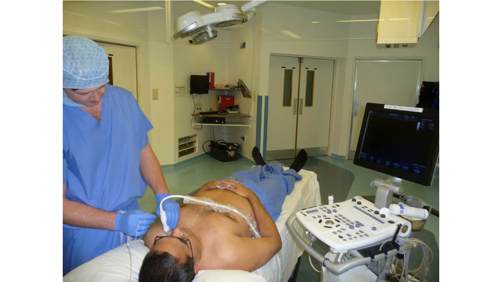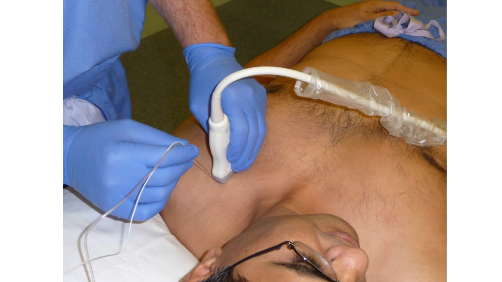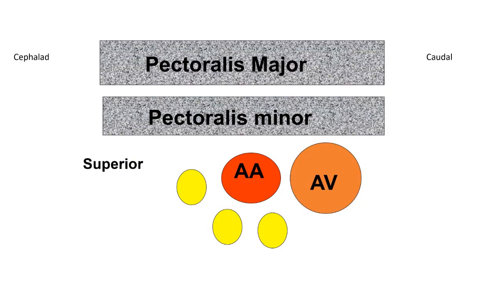So if I'm doing the block on the left side, I'll be standing on the left side. The machine will be in front of me. So again, everything is in line and I'm not twisting and turning. The needle is introduced in plane, so you can see the whole needle as it approaches the plexus. I'm hoping to see pectoralis major muscle, minor muscle, axillary artery, and the cords of the brachial plexus around the artery.